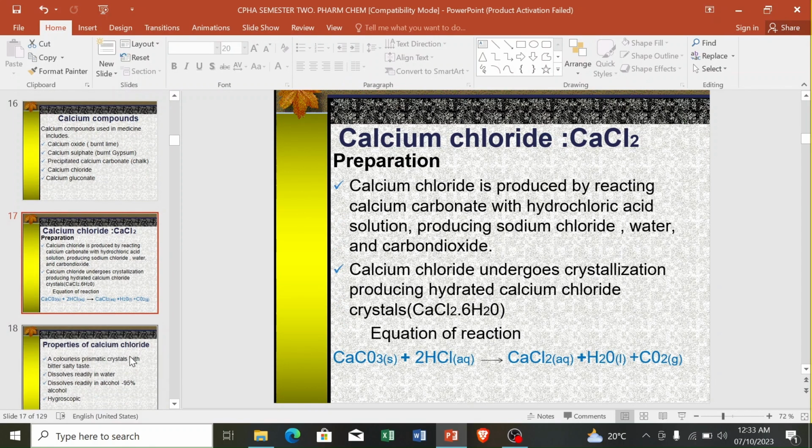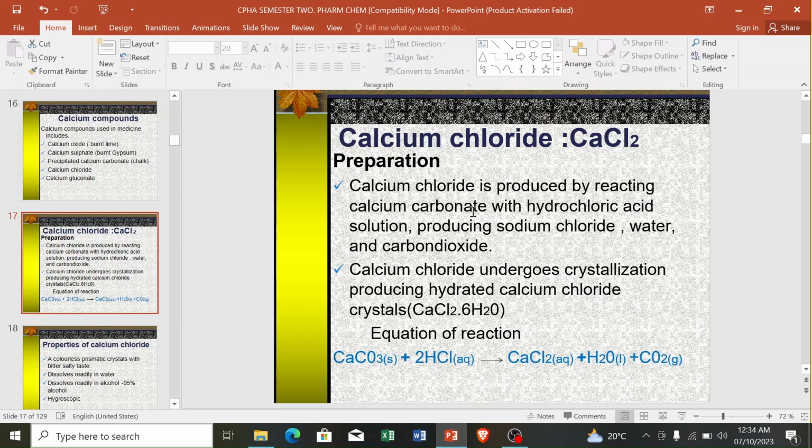So let us see one compound of calcium, that is calcium chloride. And our main interest is to see how to prepare calcium chloride. Calcium chloride is produced by reacting calcium carbonate with hydrochloric acid. Calcium chloride is a salt. We need to react a carbonate. All carbonates react with acids to give us carbon dioxide gas and water.